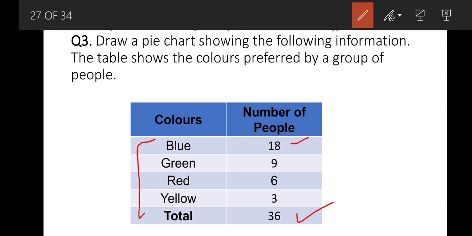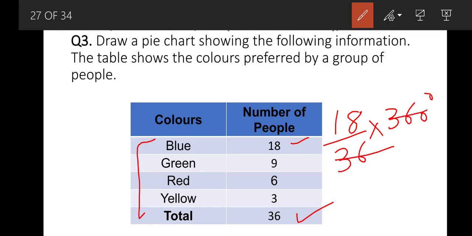For every color, these are the values. So what will be the angle for the first blue color? I am just taking an example here. Then I will be showing you completely on the next slide where I have taken the complete table. So it will be 18. 18 is the value of the item, that is 18 for blue color. Total is 36 into 360 degree. So what angle you will be getting? It will be 180 degrees.